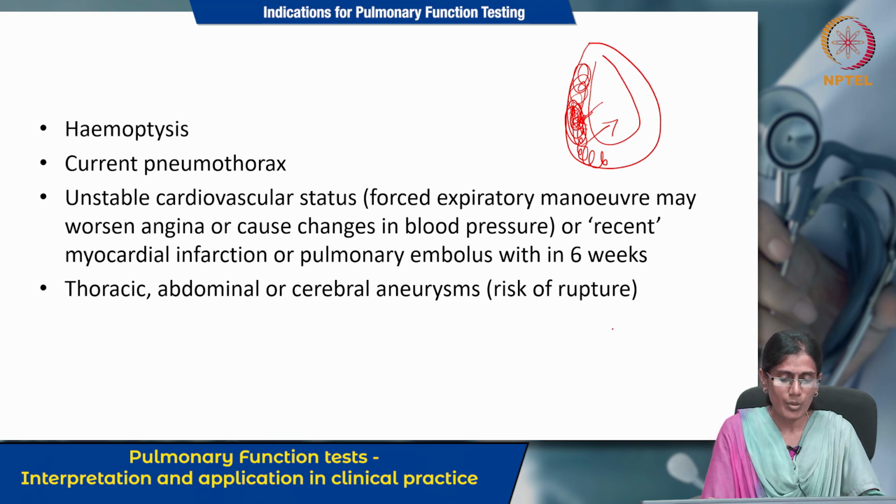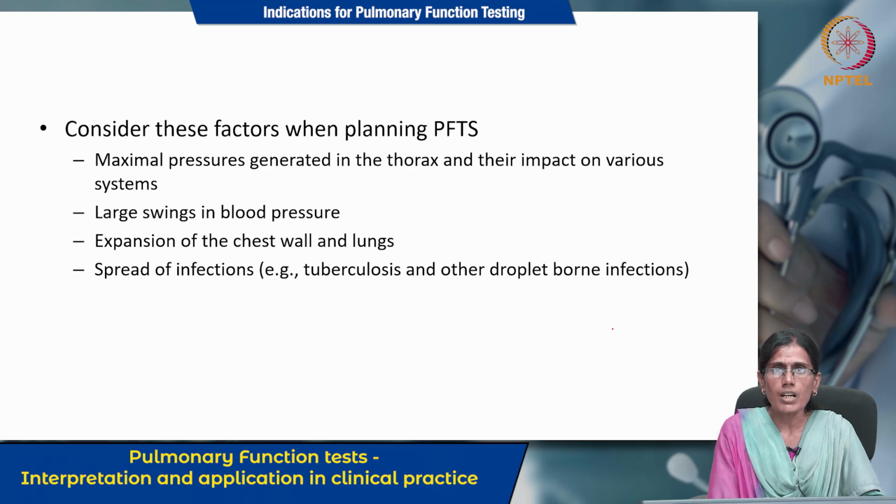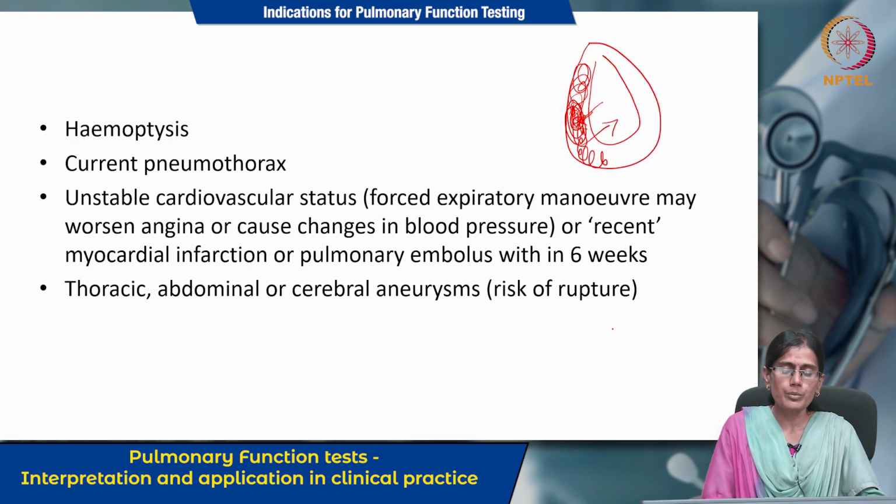Patient has thoracic, abdominal or cerebral aneurysm. What is the meaning? It is nothing but dilatation of the blood vessel. We were discussing about the 4 key factors, no? There will be generation of maximum pressure within the thorax. So, what will happen? The dilated vessels can rupture. And I already told you there will be large swings in the blood pressure. So, its impact on the dilated vessel can cause rupture. So, because of the risk of rupture, in a patient with underlying thoracic, abdominal or cerebral aneurysm, we don't prefer PFTs.